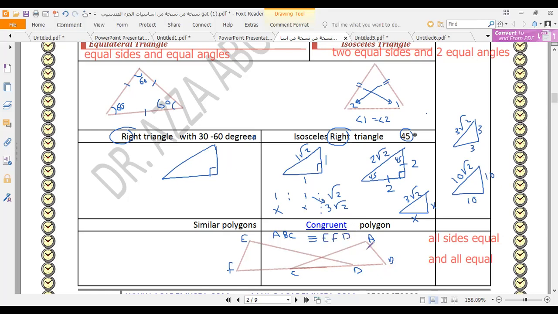So if they are congruent, this means the sides will be equal. Like this side is equal to this one, and this side will be equal to this side, okay, and this side will be equal to this one. The question is, if this angle is 30, and this is 70, find the value of angle x. Because they are congruent, this angle must be 30.